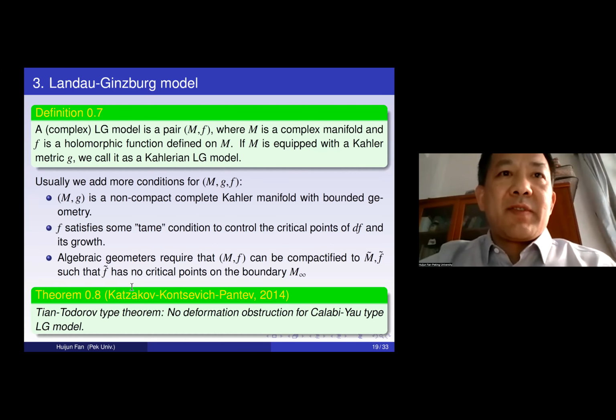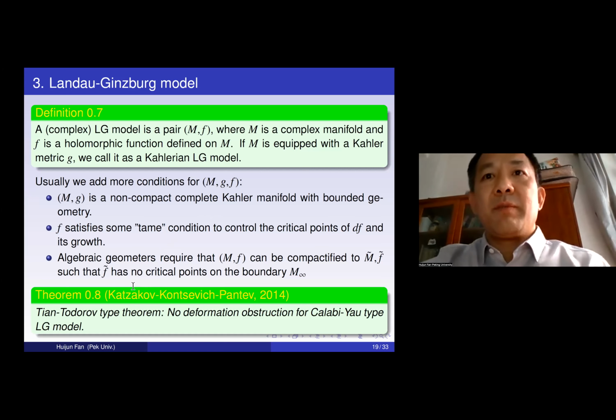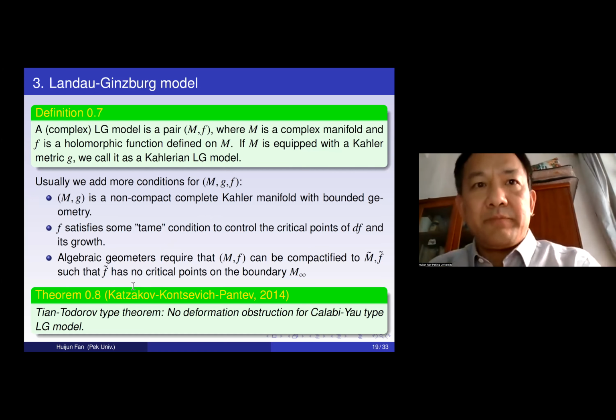Algebraic geometers usually study smooth algebraic varieties. M is a smooth algebraic variety, so they can compactify M to get a compact algebraic variety. So they require that (M, F) can be compactified to (M tilde, F tilde), such that F tilde has no critical points on the boundary M infinity.